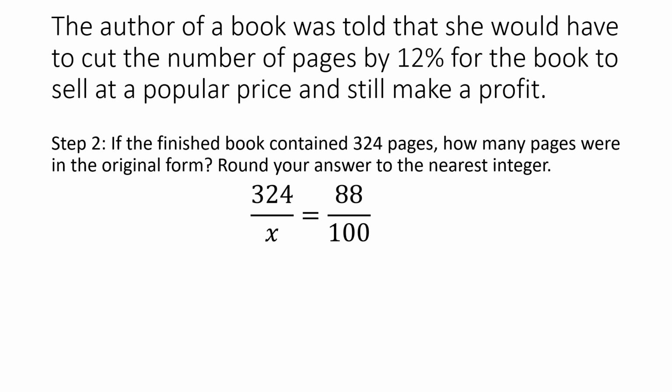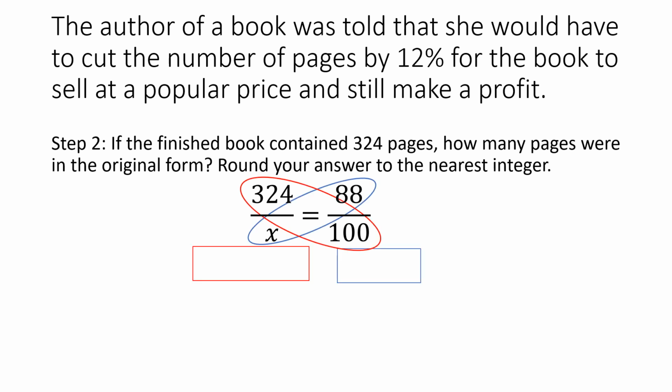So 324 over x, that would be the amount of pages that were in the original form. That's got to equal that 88%, which would be 88 over 100. And then we're going to do our cross multiplication here. So we're going to do 324 times 100, and then we're going to do 88 times x. And so those are going to equal each other.